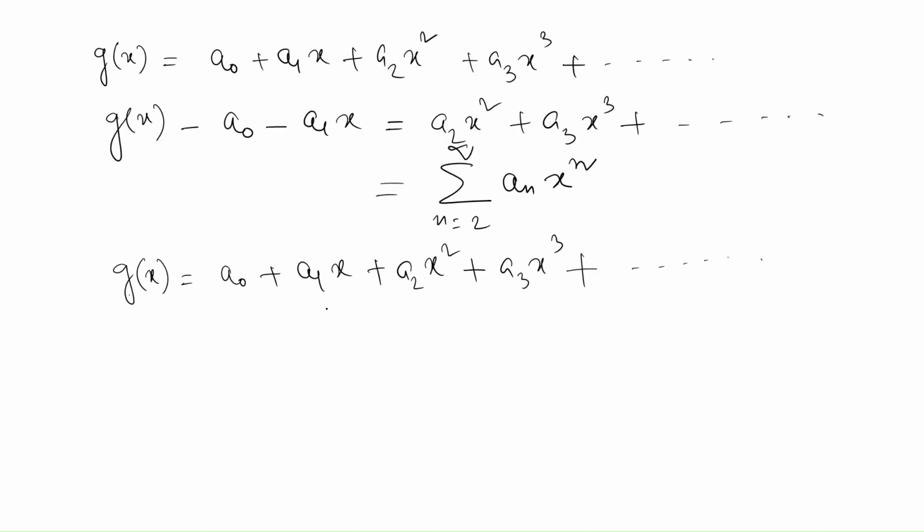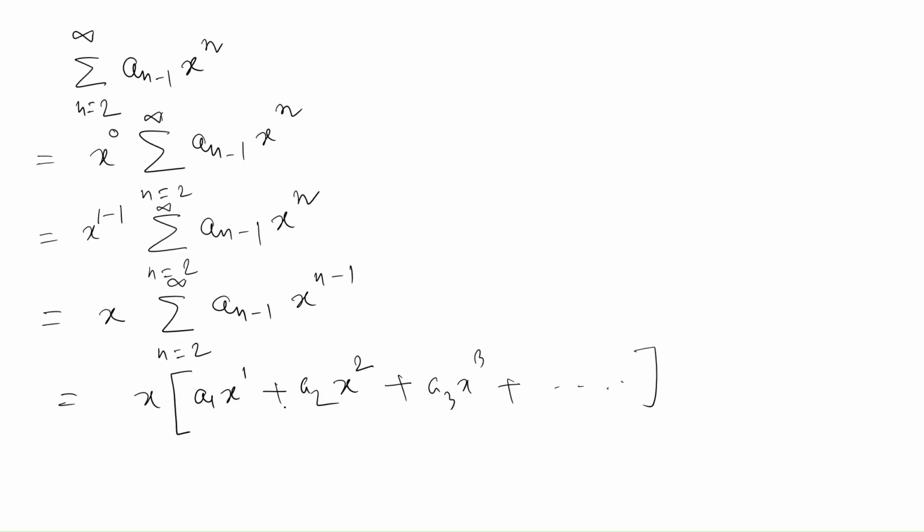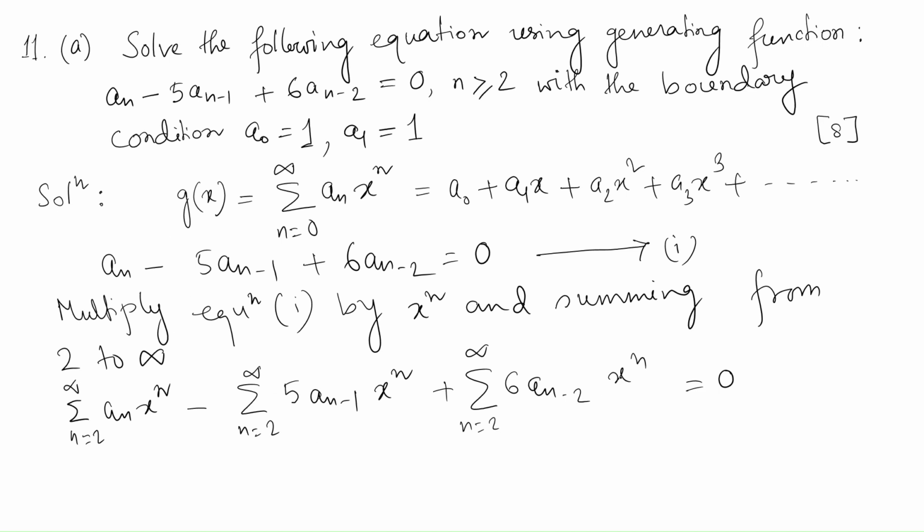Now you look here, this part is what? That is G(x) minus a0. a1x plus a2 x square plus a3 x cube plus so on. Therefore, we can substitute this value here, it is nothing but x times (G(x) minus a0). Now let us find the third term a_{n-2} x^n.